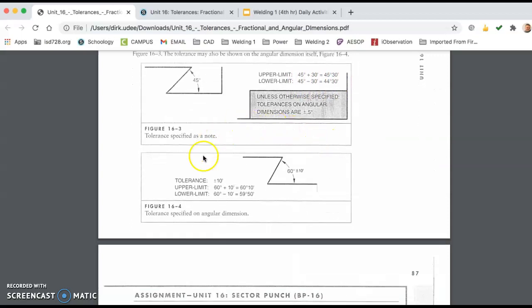They also have here a tolerance where it could just be plus or minus 10 minutes. I don't believe they're going to do seconds because you're getting very, very minute and very small sizes.